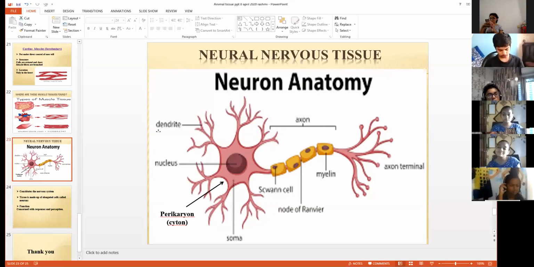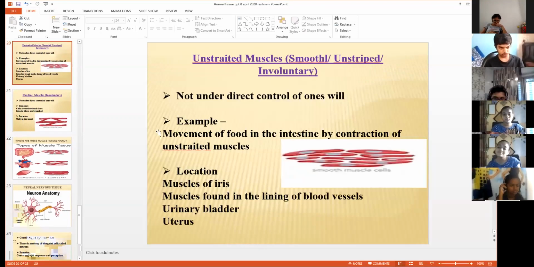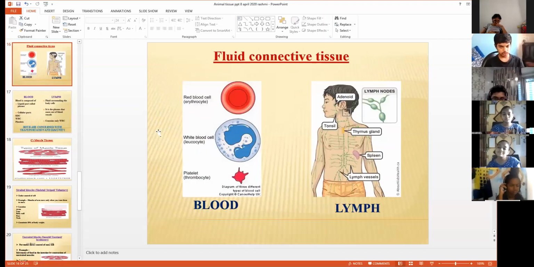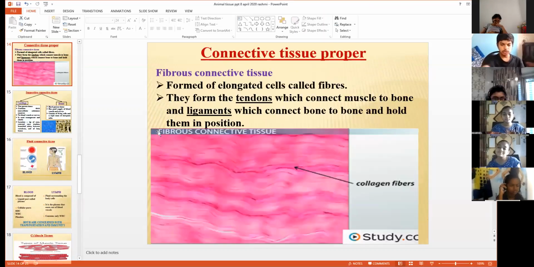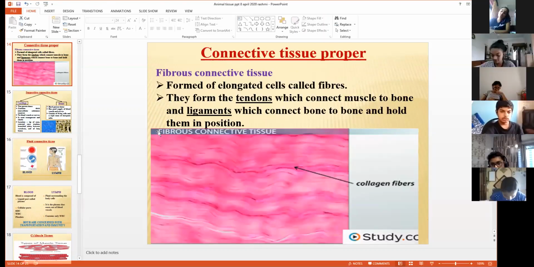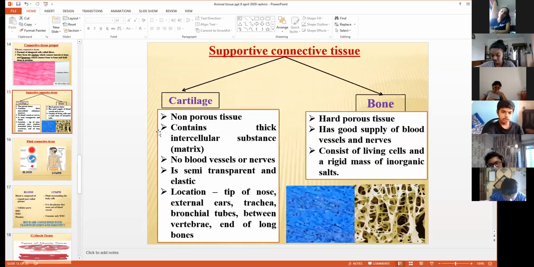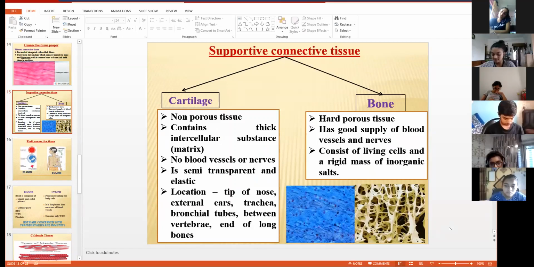Ma'am, can you go to the fibrous connective tissue slide? I want to take a pic of that. Fibrous. One minute. This is fibrous. Okay, ma'am. Thank you, ma'am.